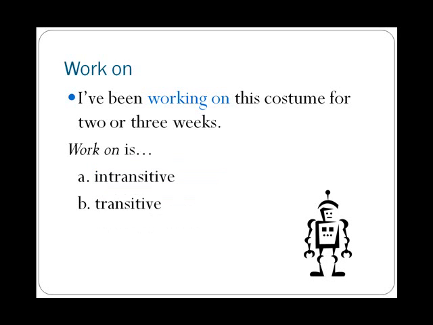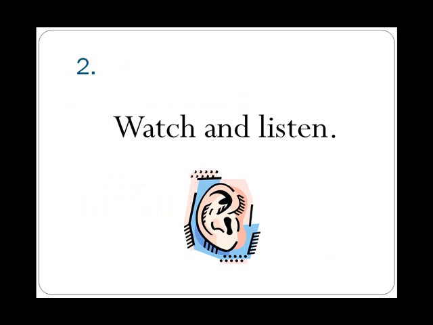Look at the statement again. Is work on intransitive or transitive? The object is this costume, so it is transitive. Work on is inseparable. The object must follow the phrasal verb. 2. Watch and listen.